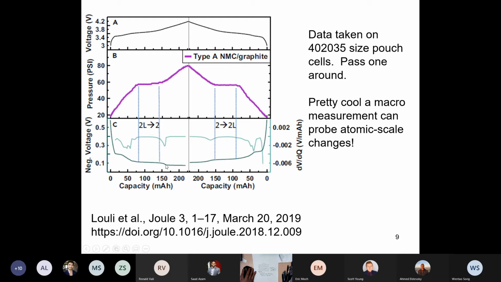Okay, so then you go off the stage 2 plateau and onto the stage 2 to stage 1 here. And that's where the volume of the graphite starts to increase linearly. And sure enough, up it goes. The pouch cell swells, it tries to swell, but it presses against the pressure sensor, increases the pressure. And it's completely reversible. When you remove the lithium from the cell, it goes back exactly how it was.